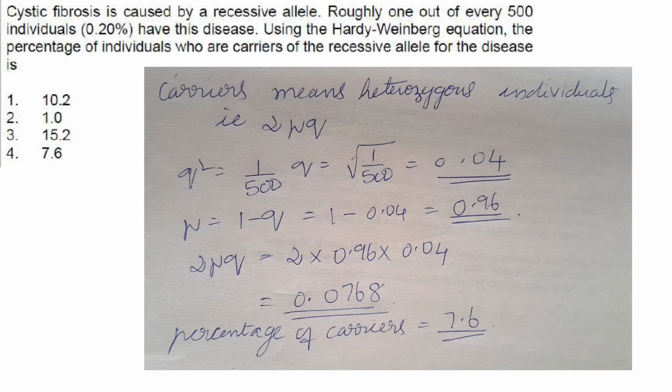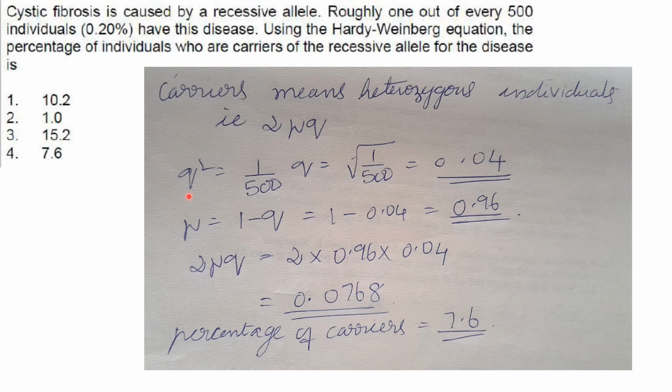Now next one. Cystic fibrosis is caused by a recessive allele. Roughly 1 out of every 500 individuals have this disease. Using Hardy-Weinberg equation, find the percentage of individuals who are carriers of the recessive allele for the disease. Now carriers means heterozygous individual, that is 2pq.